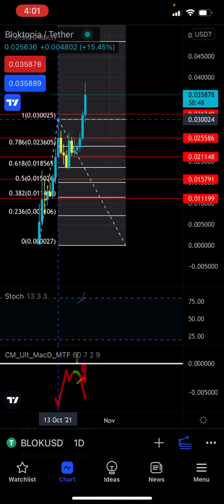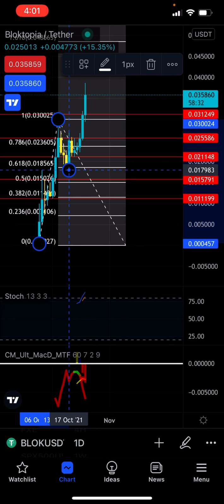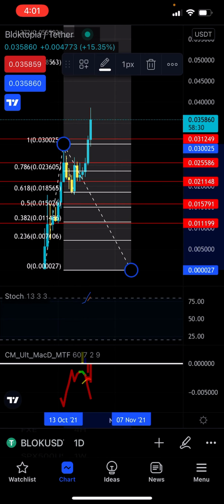The relative high, which is back here on October 13th, you want to click it. And then you want the low, which is right here on October 17th, that low of 1 cent, or like 0.018, right? So you click it right there. And because you're still trending to the upside, we'll get rid of the fibs because we don't need them right now.